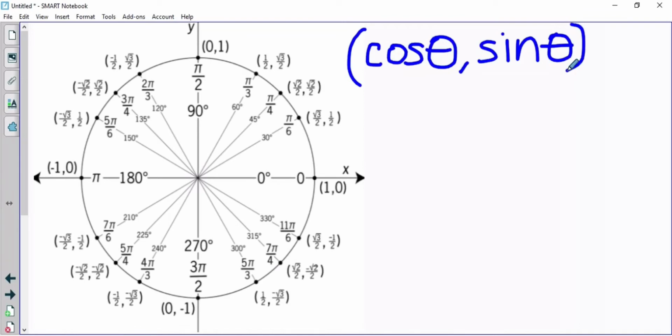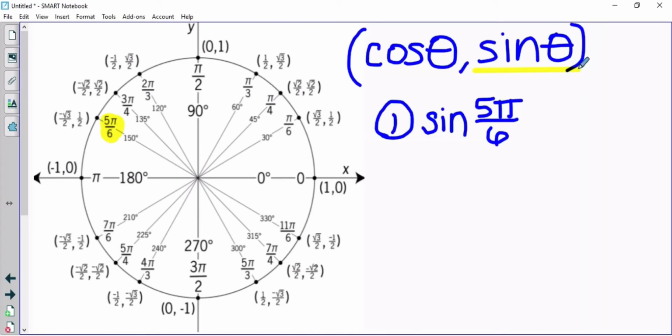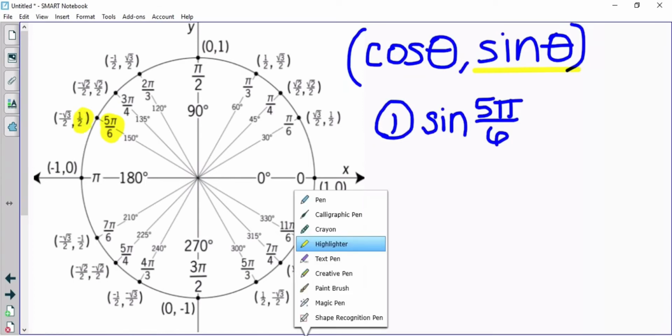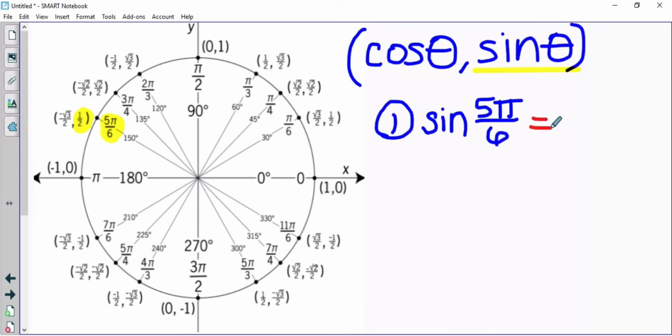So what we can do is, if I said use your unit circle to answer this question, use your unit circle to tell me what is the sine of 5 pi over 6. Here's how we'd do it. We'd come over on our unit circle and we would find 5 pi over 6. It's right over here in the second quadrant. And because sine is my y-coordinate, I would come over to my ordered pair and I see 1/2. The answer to my question is 1/2. So the sine of 5 pi over 6 is 1/2.